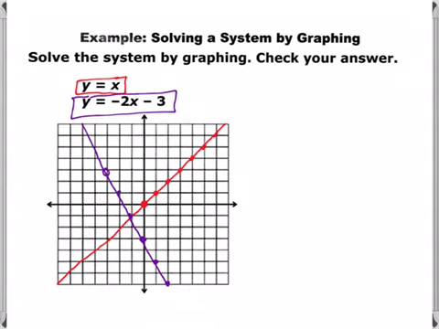So for this problem, our intersection point is right here. So the solution to this system is the point (-1, -1). If we plug in -1 for x and -1 for y, it would be true in both equations.